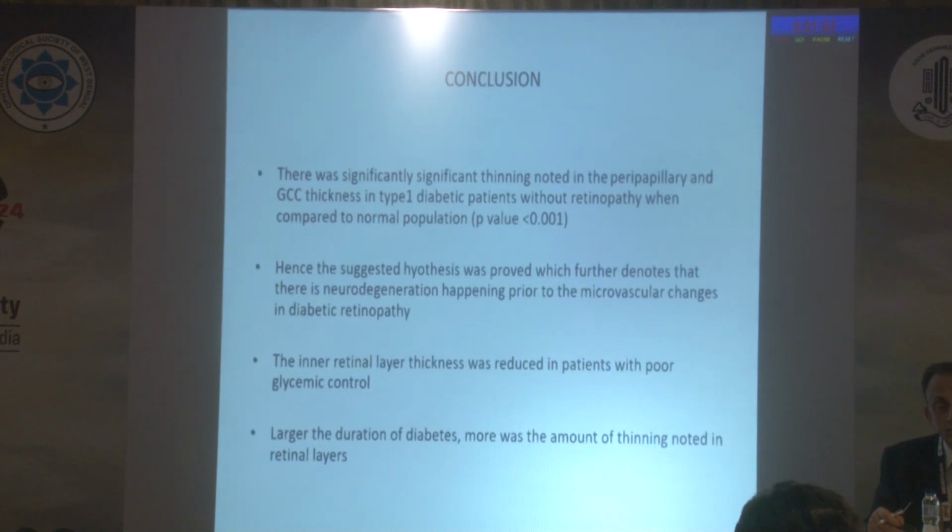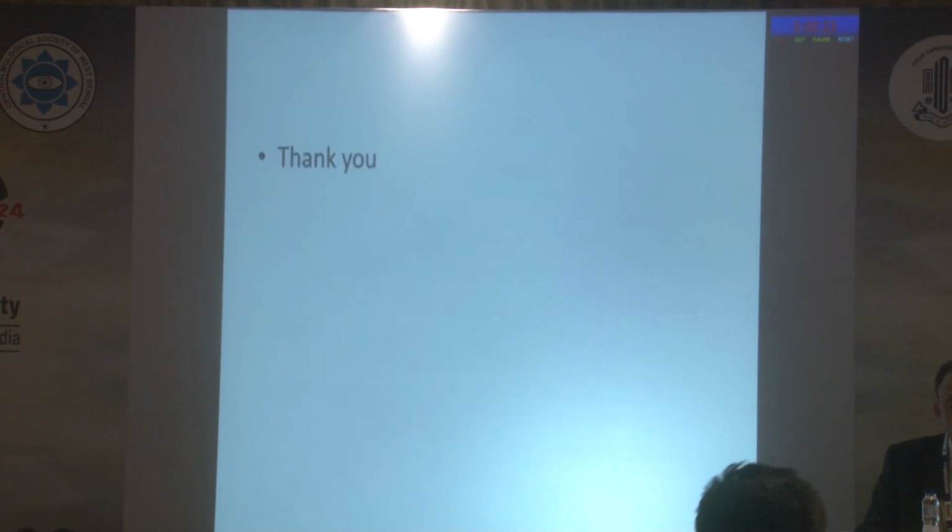The conclusion of my study was that there is significant thinning noted in the peripapillary RNFL and the GCC thickness in type 1 diabetic patients without retinopathy when compared to the normal population. Hence, the suggested hypothesis was proved, which further denotes that there is neurodegeneration happening prior to the microvascular changes in diabetic retinopathy. The inner retinal layer thickness was reduced in patients with poor glycemic control, and the larger the duration of diabetes, the more the thinning noted in the retinal layers. Thank you.